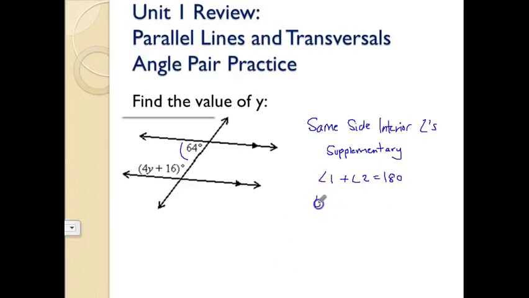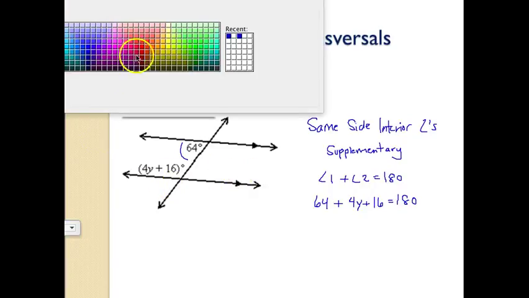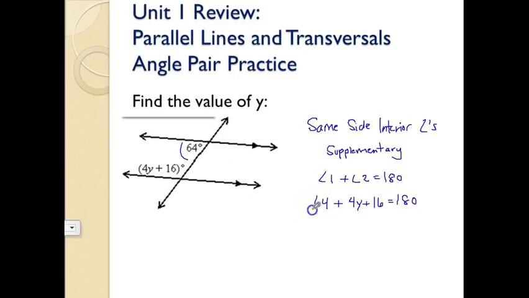So we are going to plug in our two angles, the measurements we are given for each angle, 64 and 4y plus 16, set it equal to 180 degrees. Now we've got a nice algebraic equation where we can solve for y. I'm going to combine my like terms on the left side of my equation. I see that I have a 64 and a 16. Those are both constant terms. So I can add those together, and when I do, I get 80. 64 plus 16 is 80 plus 4y equals 180.